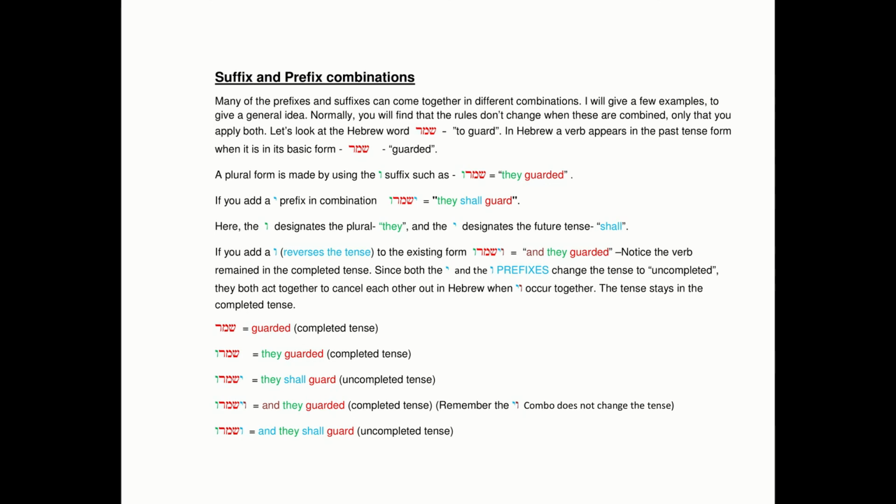Veyishmaru. And they shall guard. Because there's not a yod to cancel out the tense change of the vav. And that's just an example of how Hebrew is functioning, though you don't know all those prefixes and suffixes. This is way easier, because the way I learned was I had to take each verb and memorize a whole chart for every single verb, instead of realizing that just that one letter always reverses the tense.